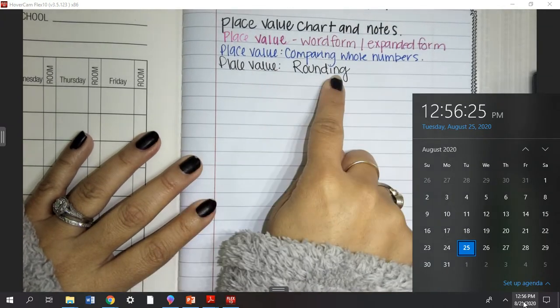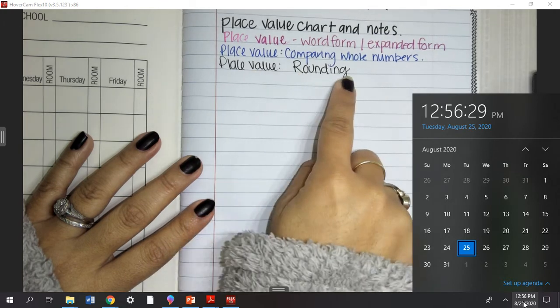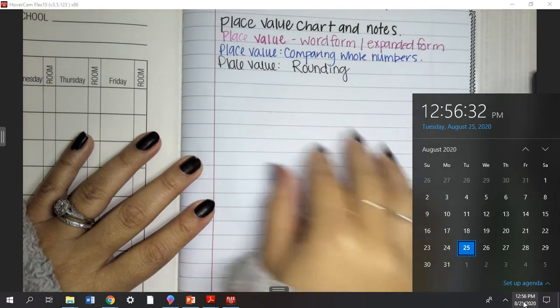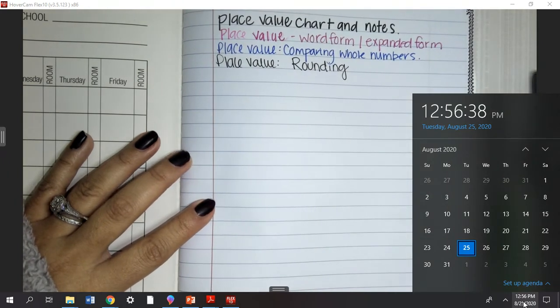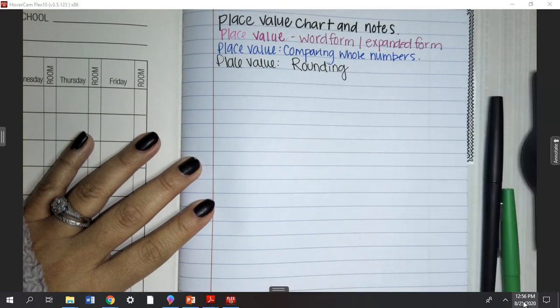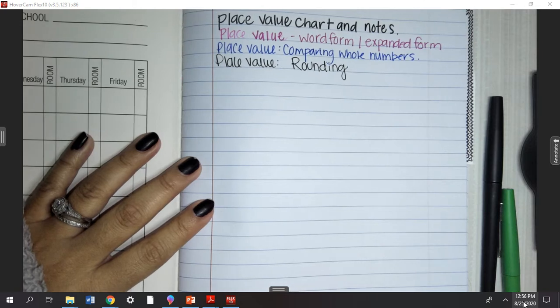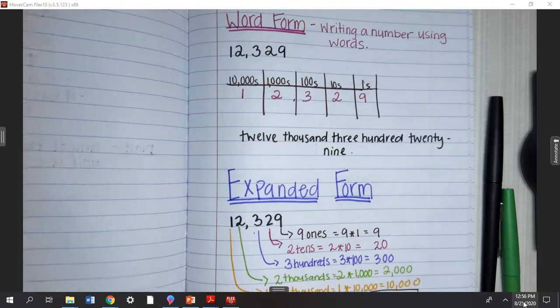So if you're writing in your notebook, we are going to talk about place value. We're going to continue with place value, and we're going to be doing rounding. So this week, again, we're just doing a review over whole numbers. You've already done this before in the past, but again, it's just review. So you can pause the video and write in your table of contents.